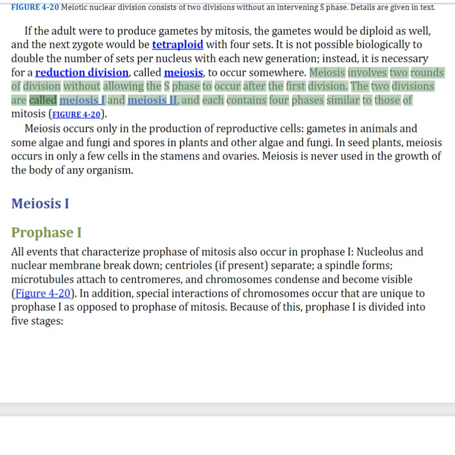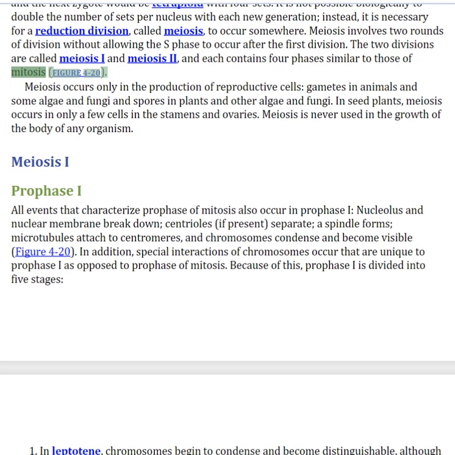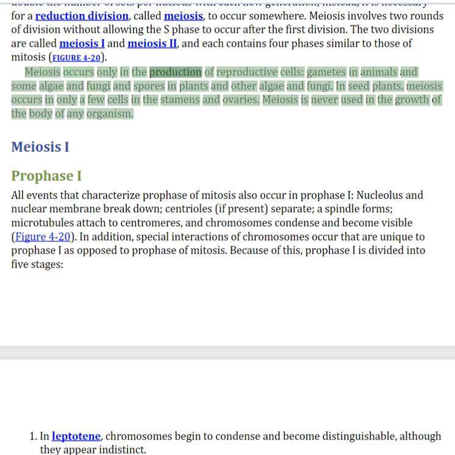The 2 divisions are called meiosis 1 and meiosis 2, and each contains 4 phases similar to those of mitosis. Meiosis occurs only in the production of reproductive cells: gametes in animals and some algae and fungi, and spores in plants and other algae and fungi. In seed plants, meiosis occurs in only a few cells in the stamens and ovaries. Meiosis is never used in the growth of the body of any organism.